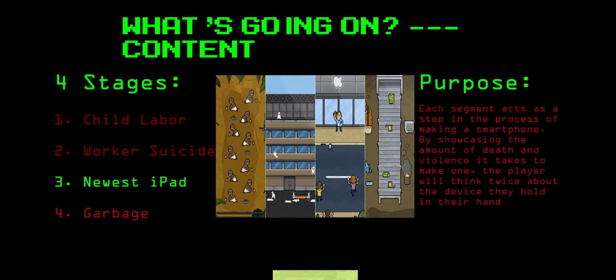Stage 3 exhibits the smartphone as we know it, presented as the newest Apple product the masses flock to pick up. In this instance, consumers are exaggerated to be mindless, violent, zombie-like creatures, hell-bent on getting what they came for, at whatever cost. The final segment of the game sees the smartphone in its final form. Scrap metal remains cut apart and dismantled as a once treasured item becomes nothing more than garbage.